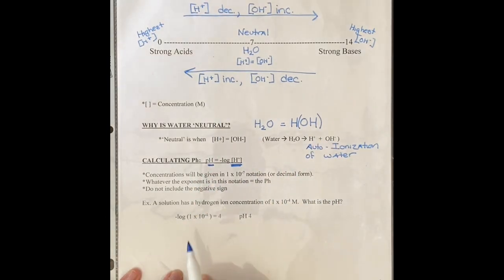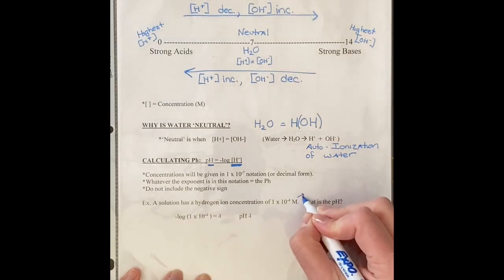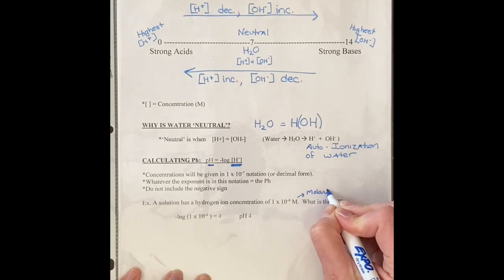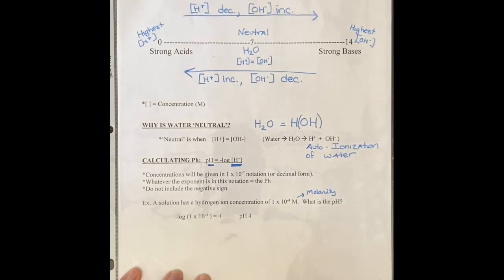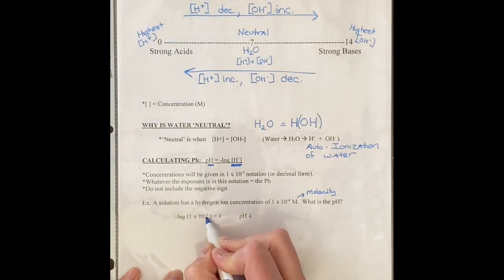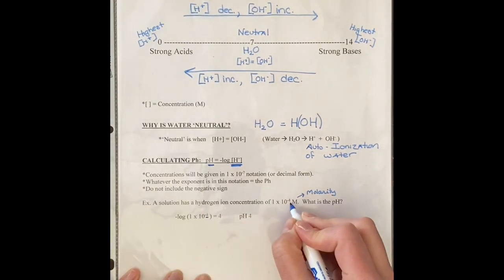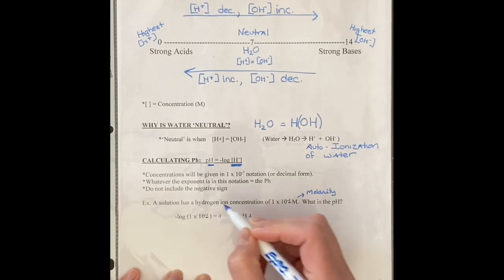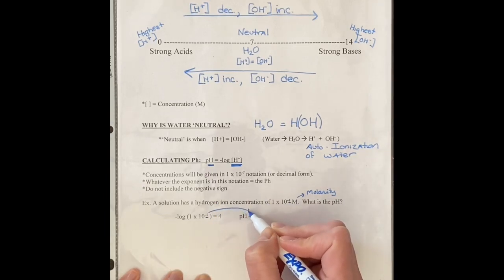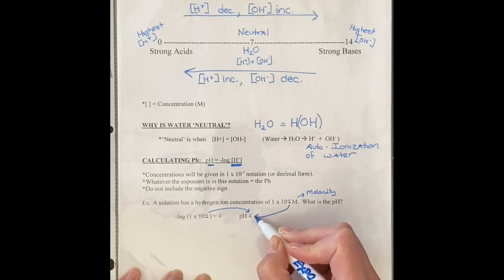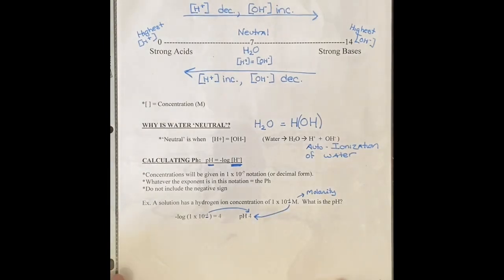So let's say I have a solution that has a hydrogen ion concentration of 1 times 10 to the negative 4th molar. Okay, remember molarity? That was our concentration for solutions, moles per liter. What is the pH? Well, if I have 1 times 10 to the negative 4th as my concentration, that number is going to be my pH.